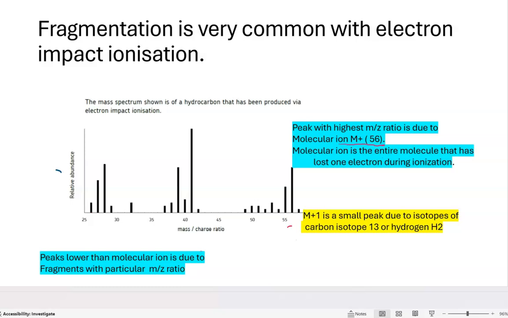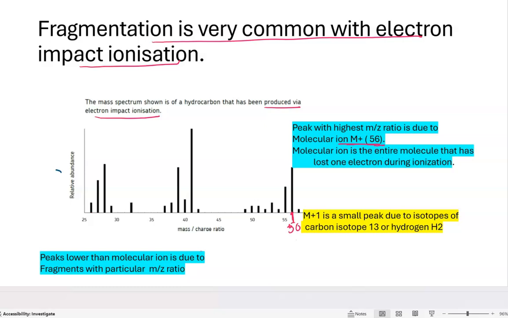This mass spectrum shown is of a hydrocarbon that has been produced via electron impact ionization. Fragmentation is very common with electron impact ionization. The peak with the highest mass to charge ratio is due to the molecular ion, that is 56.